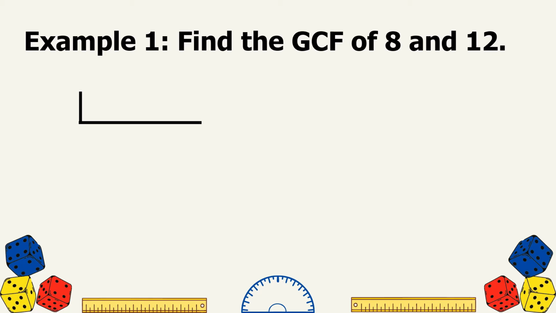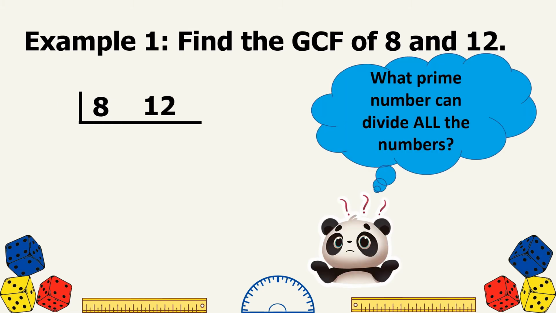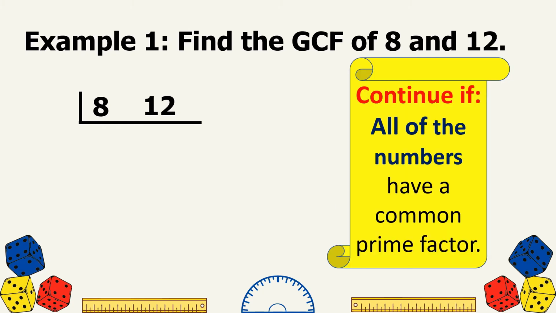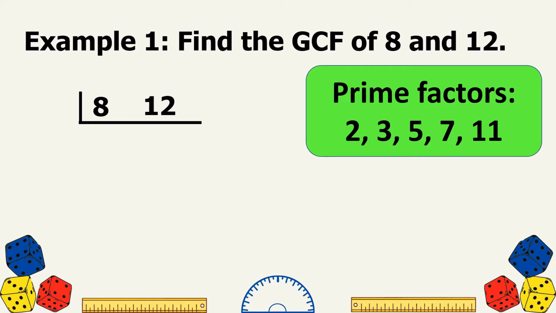First, let's make an L shape and then we arrange the given numbers 8 and 12 horizontally. Then what prime number can divide all the numbers? Remember, we can continue if all the numbers can be divided by a common prime number. So let's see from these prime numbers if any of them can divide both 8 and 12. So 2 can divide both 8 and 12 without a remainder. So let's write 2 on the side as the divisor. And let's make another L shape for the answers. Now let's proceed with division.